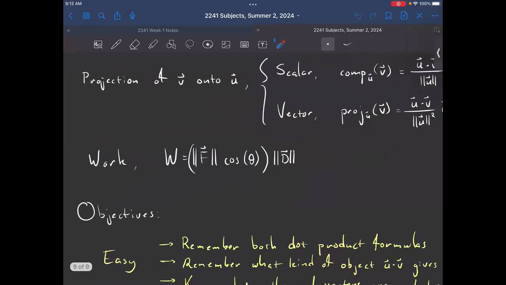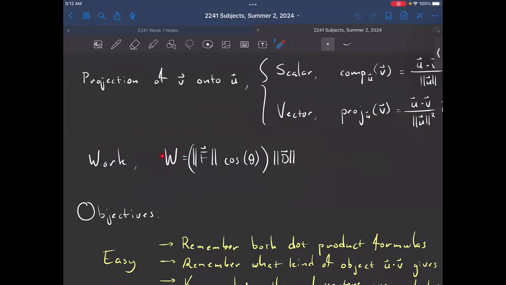All right, last is work. And again, this is a physics thing, but it can be written mathematically. So work is the capacity or the amount of energy it takes to move an object by a certain amount. Energy is the capacity of an object to do work. But they're sort of interchangeable.